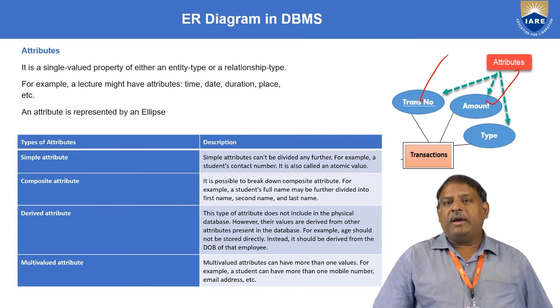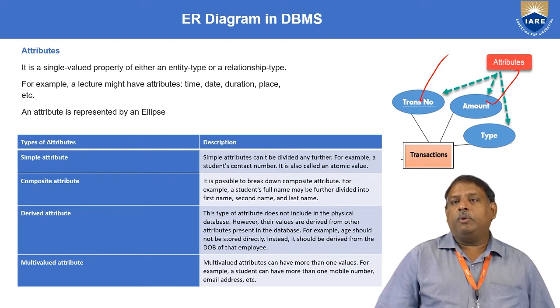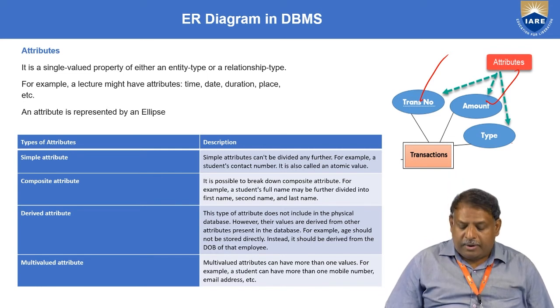Now, what is a multi-valued attribute? Multi-valued attributes can have more than one value. For example, a student can have more than one mobile number, email address, etc. This is a multi-valued attribute.